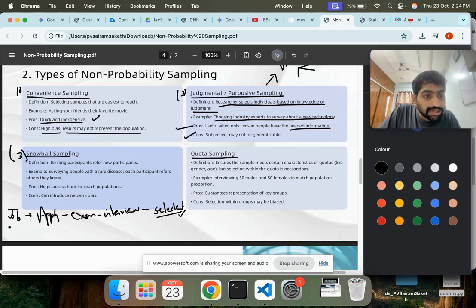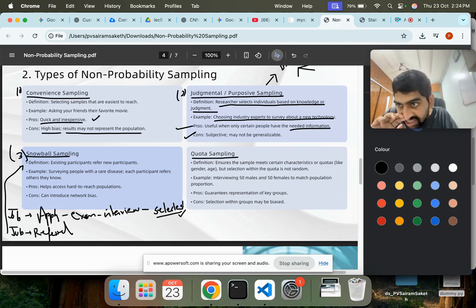But in snowball sampling, you will get the job by using a referral. Now the problem with the referral is, if the person who got selected has knowledge that I don't have, then will I be able to do the job efficiently? No. That's why in snowball sampling, an existing participant refers a new participant. From the organization, he is referring me, is the best example.